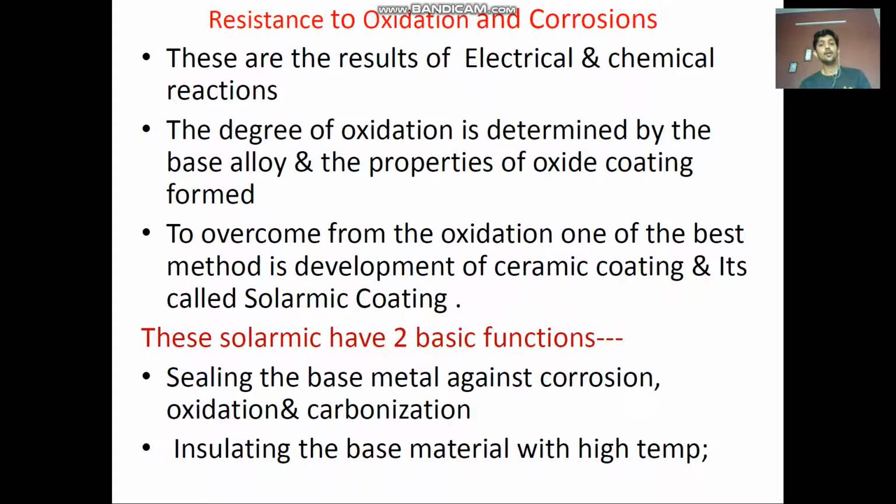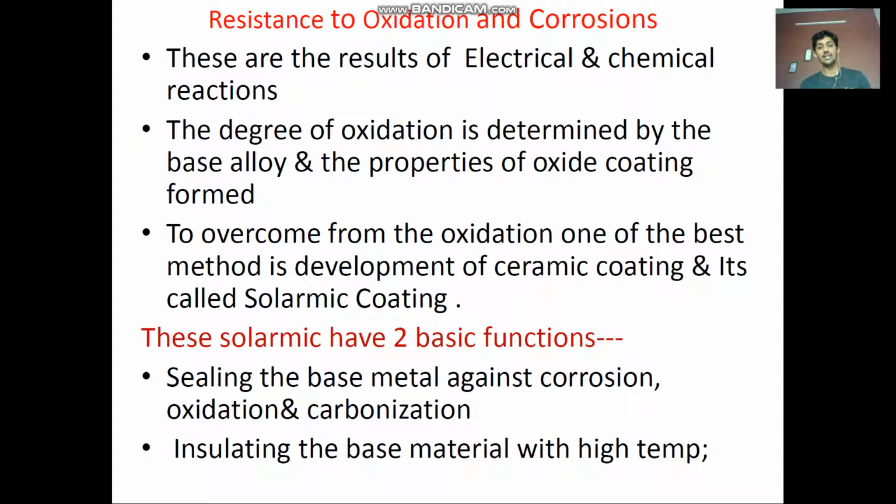Now, the degree of oxidation is determined by the base alloy, and the properties of the oxide coating, meaning the coating we are going to give on top of that alloy. So the degree of oxidation depends on the base alloy as well as the oxide coating. To overcome oxidation, one of the best methods is the development of ceramic coating. Here the oxide coating is nothing but ceramic coating, which is called thermal ceramic coating. When we have ceramic coating, there are basically two functions.